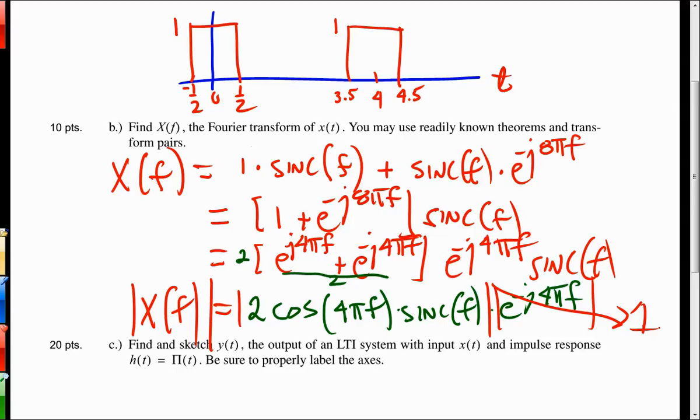Not as easily. If you were doing this in MATLAB, though, you could stop at the first line and do the plot in MATLAB without having to go further. But sometimes there's a benefit to saying it's a sinc function weighted by a cosine. I mean, that might mean something if you wanted to describe it in words.